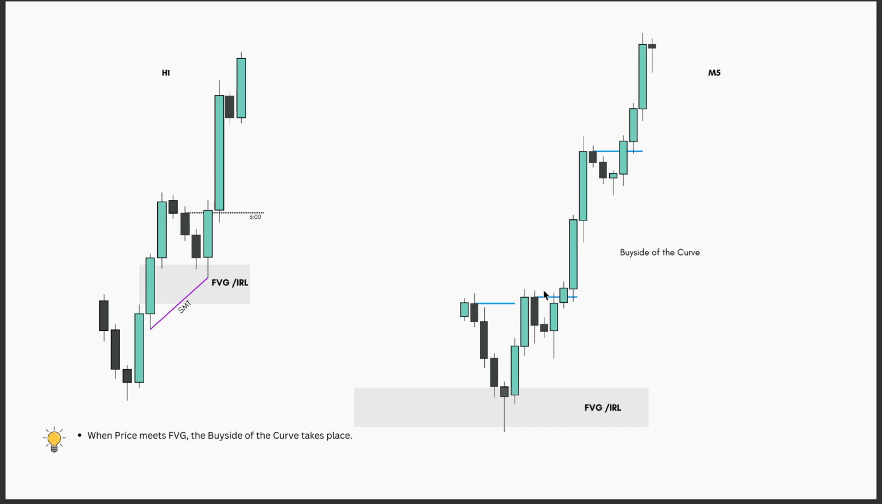For example, here is the 5-minute. When the price meets that high time frame fair value gap with SMT divergence, we had a change in state of delivery, which is our first low risk buy, or you can trade the continuation order blocks.